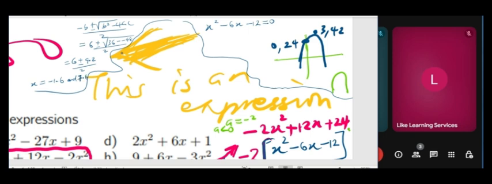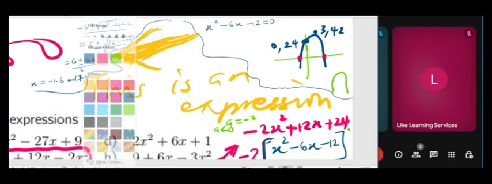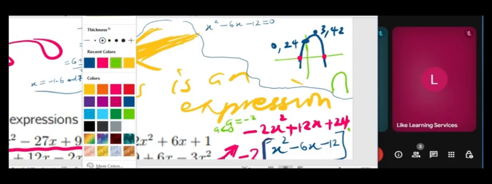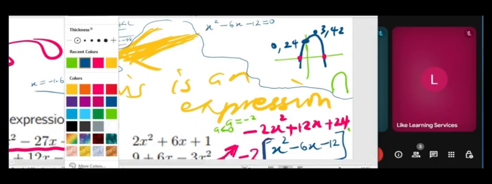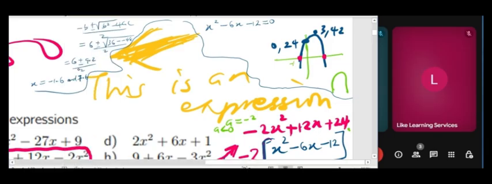Okay, that's approximately. So the two roots will be shown here, and here, where this place is minus 1.6 and this place is 7.6.